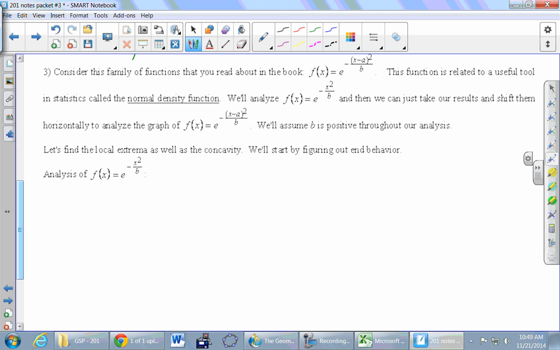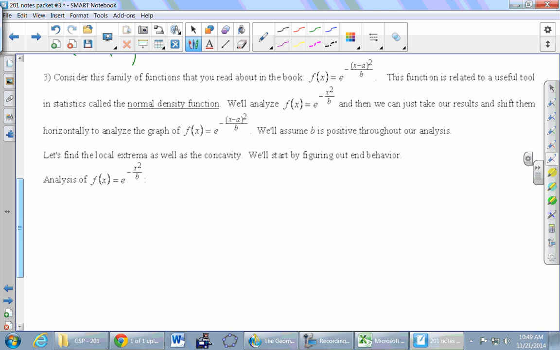So 3, let's go to Cameron. So B is positive for other analysis. Let's find a local extrema. Start with the breakdown.